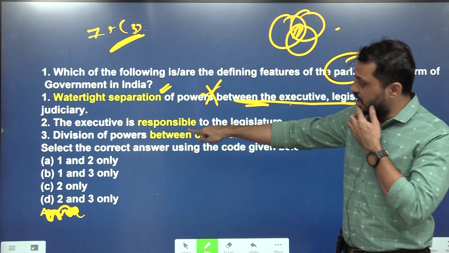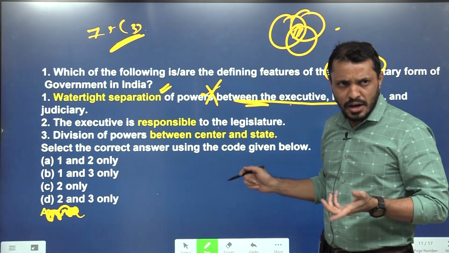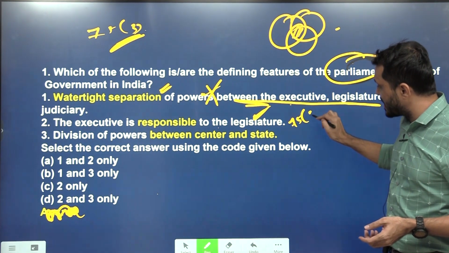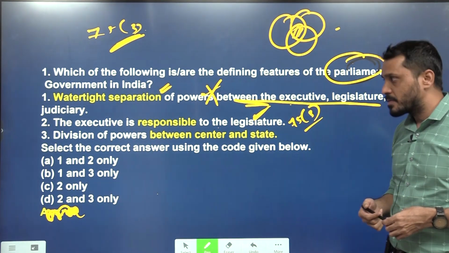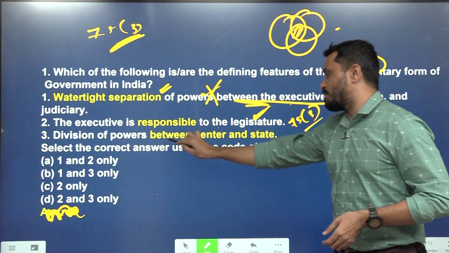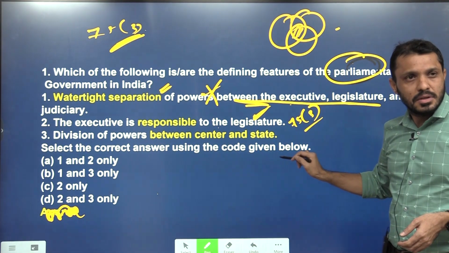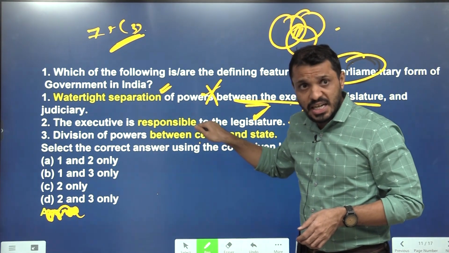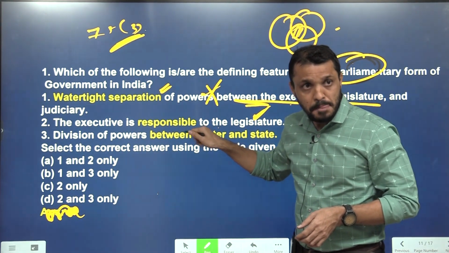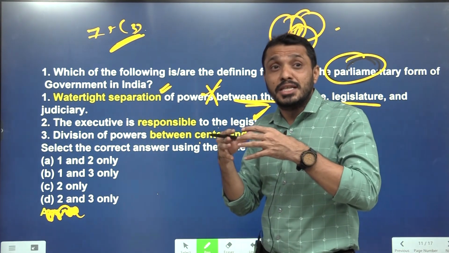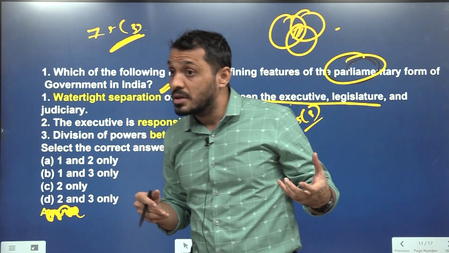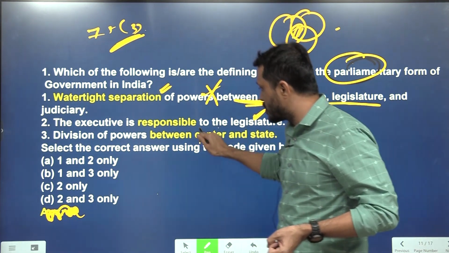Second statement: executive is responsible to the legislature. Of course, this is the best example of the parliamentary form of government. That is what Article 75 clause 3 is talking about. Next, division of powers between the center and state. Isolatedly, this statement is right. In India, division of powers exists between the center and state. But division of powers between the center and state is not a feature of the parliamentary form of government. It is a feature of federalism. So it is not related to this.